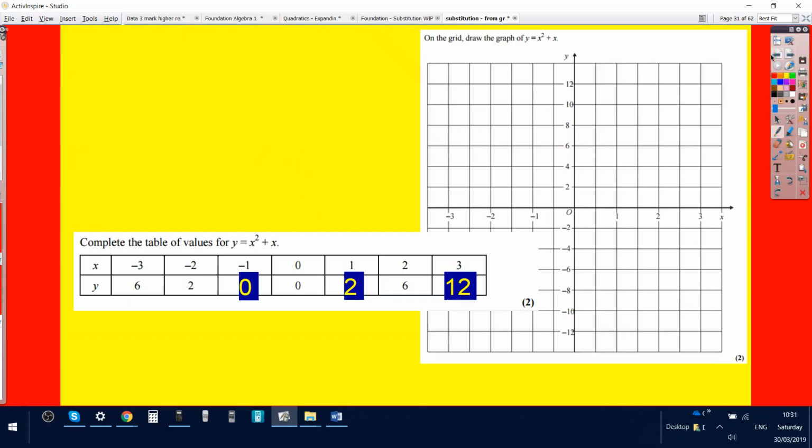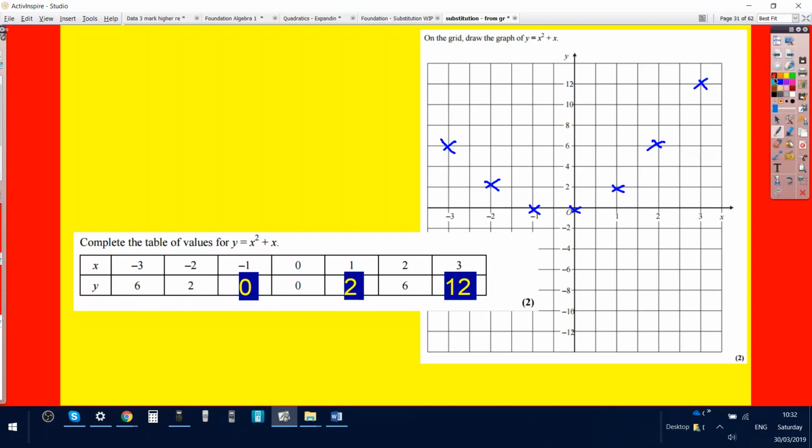Okay, you would draw your graph, minus 3, 6. If they said, what is the minimum value of y? What would you put down for that? Would that be 0, because that's the smallest y coordinate? So that's the idea.